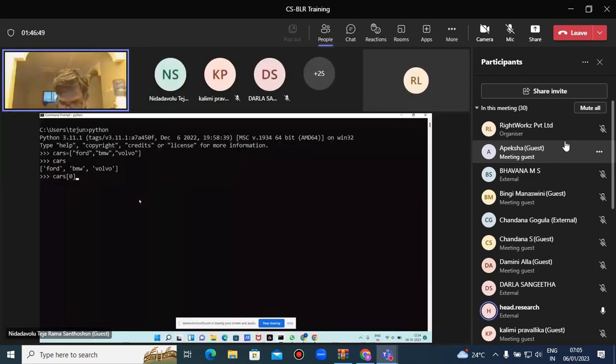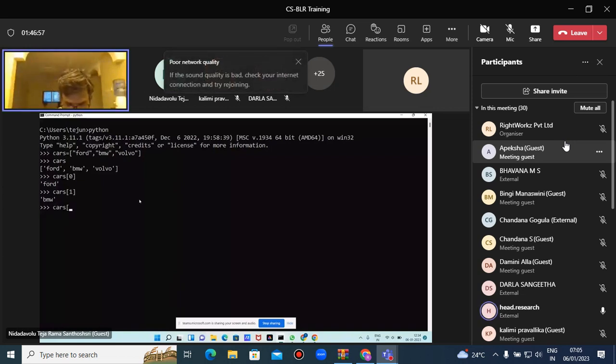Cars of 1, next cars of 2. Yes, perfect. You are doing perfect. This is called Python collection arrays.